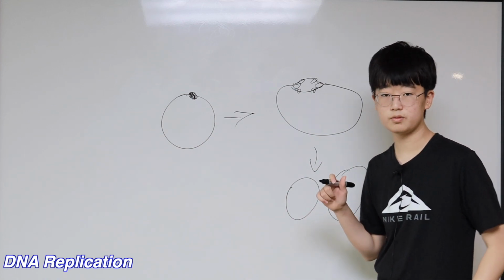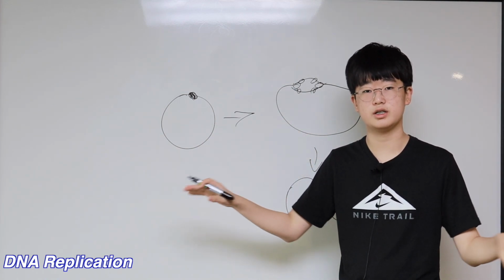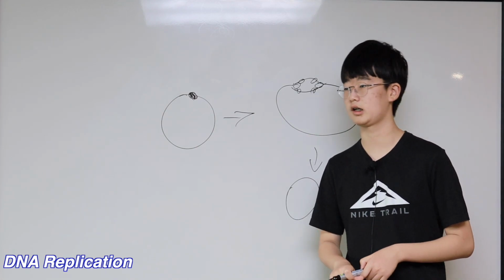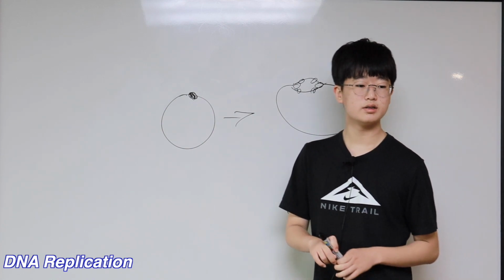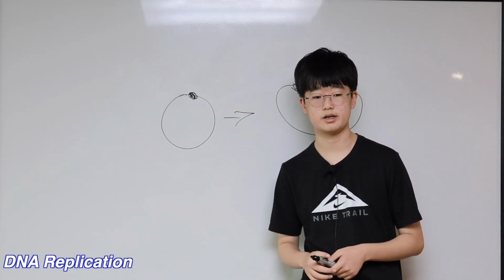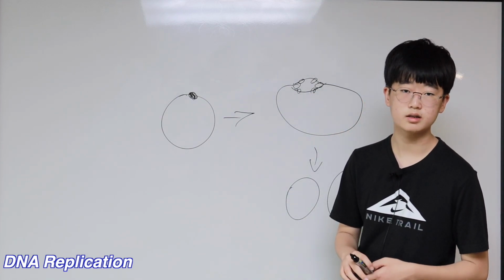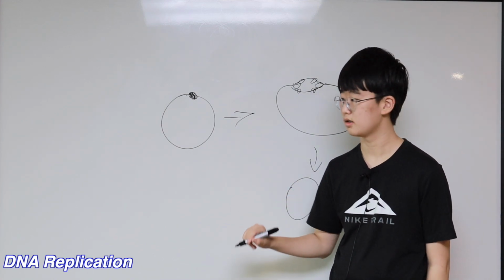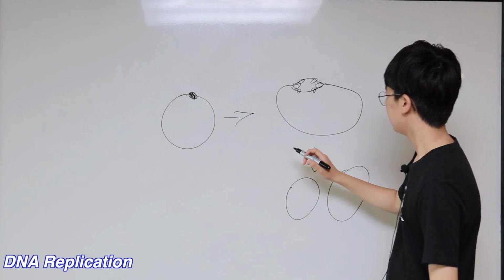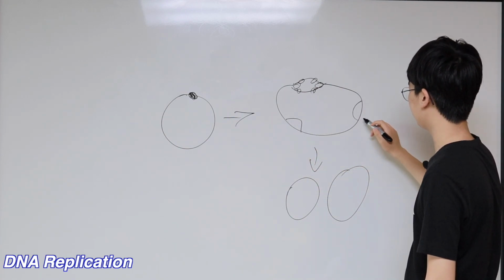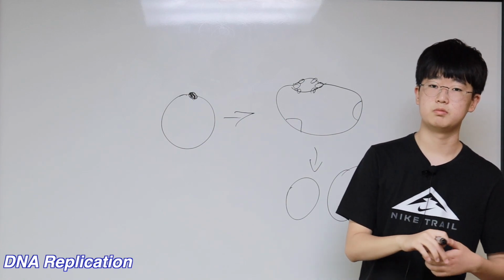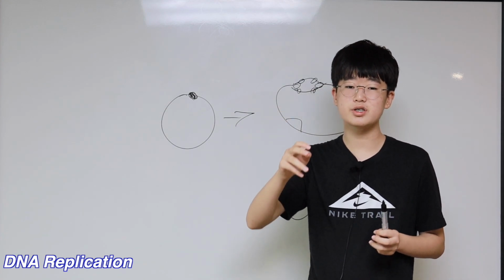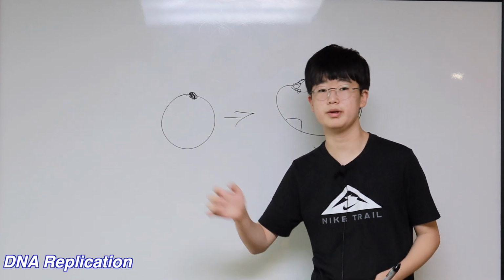So we and most other multicellular beings, and maybe some complicated unicellular beings, have multiple ORIs. There might be one over here, one over there, replicating all at once. So multiple ORIs means faster replication, which is good. The faster the better.